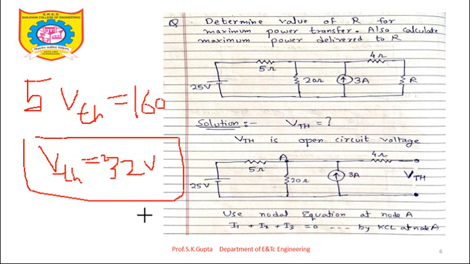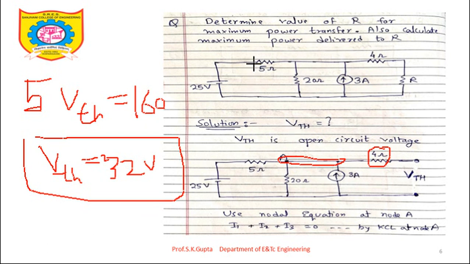So VTH, once again I will repeat, is the open circuit voltage. Because of open circuit, the voltage drop across this 4 ohm is 0 volt. So the same VTH will come over here. This is the same node. So here also VTH is there, and I have used one nodal equation to determine the value of VTH. Next, we will try to determine the value of RTH.